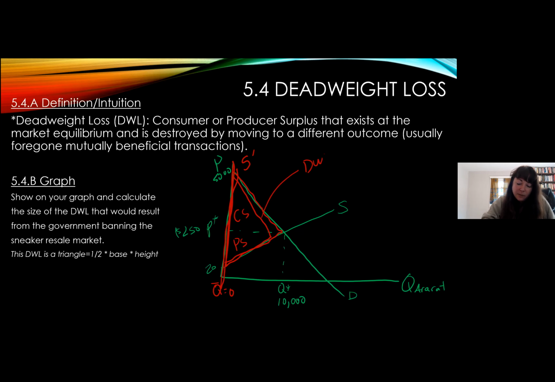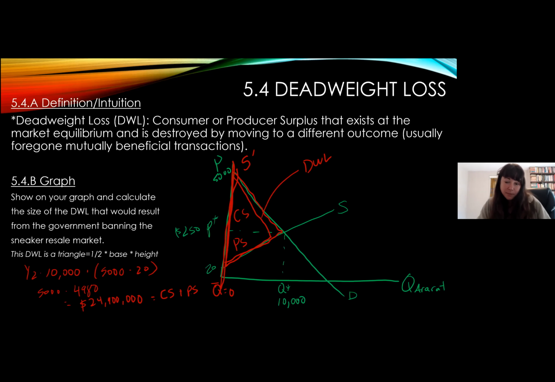triangle, becomes deadweight loss. Those are all the mutually beneficial transactions that go away, all of the well-being that goes away. And that triangle can be measured by 1/2 base times height. So 1/2 times the 10,000 base times the height of 5,000 minus 20. So that's 5,000 times 4980, which is 24,900,000, which should also, if you go back to videos 1 and 2, just be equal to consumer surplus plus producer surplus that we calculated.